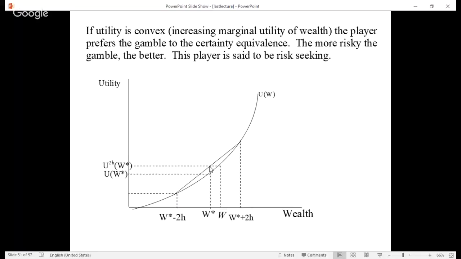So he gets more utility from taking the gamble than he does just keeping his wealth at W star. And he'd actually be willing to take this bet. He'd actually be willing to pay the casino to make this bet. And the amount he'd be willing to pay is the difference between W bar, which would be the equivalent if you just give him that much or give him the option of taking the bet, minus W star. Questions?